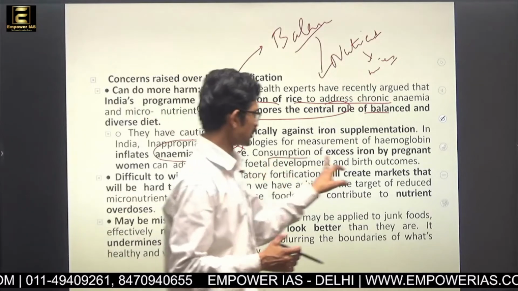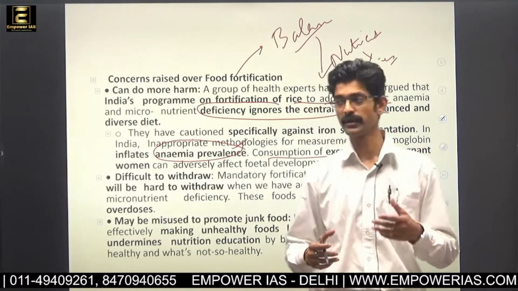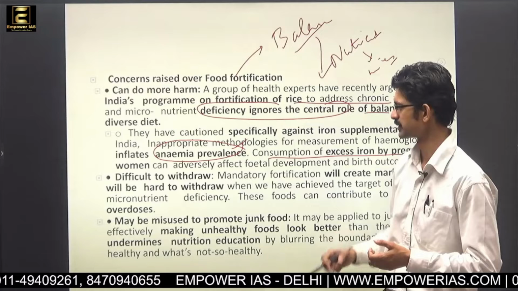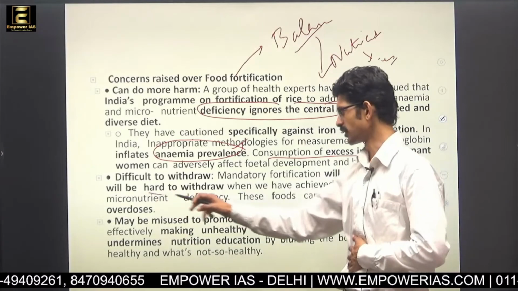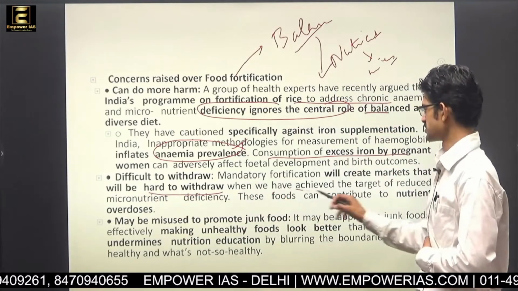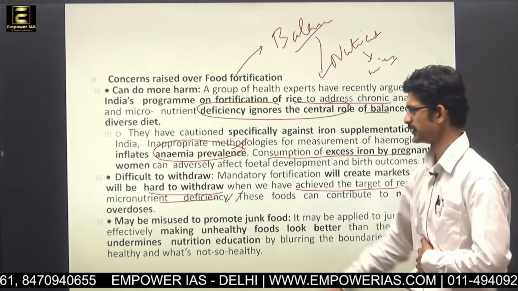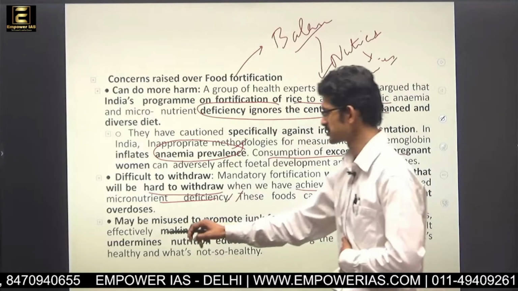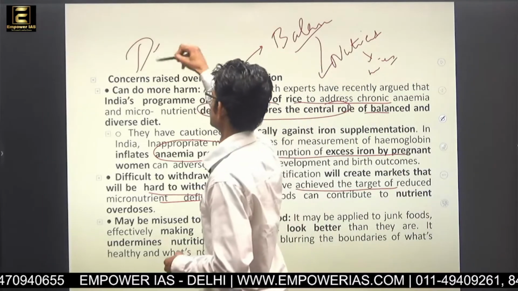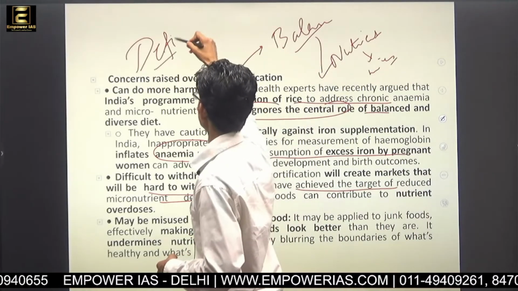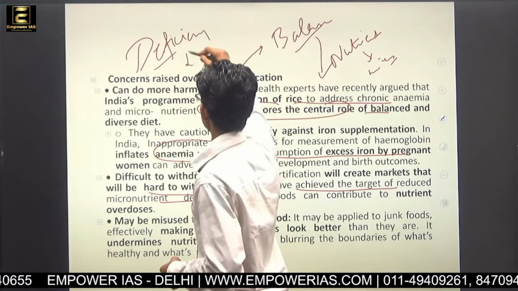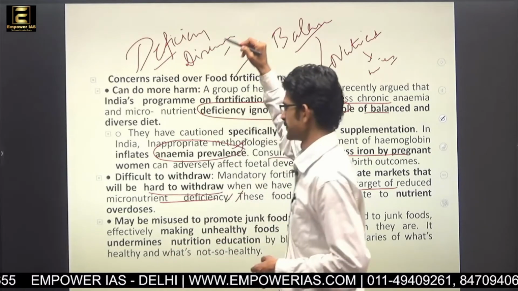So excess iron given to a pregnant lady again creates a challenge for health. So it is again difficult to withdraw and achieve the target reduction of micronutrient deficiency, and it leads to deficiency diseases. That is again a problem of worry. इससे क्या हो जाती है? डेफिशिएंसी डिजीज हो जाती है.